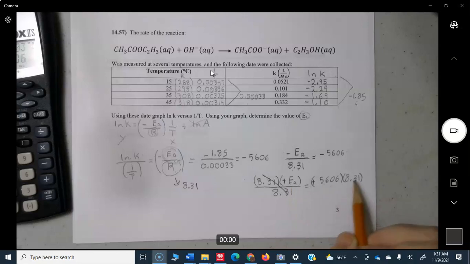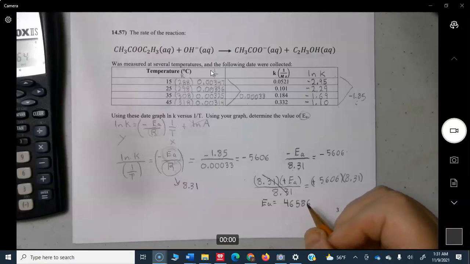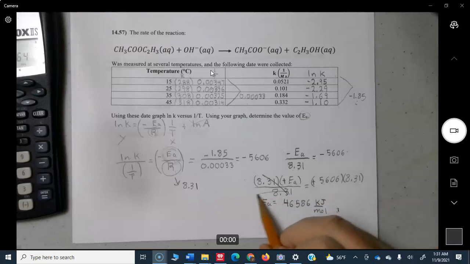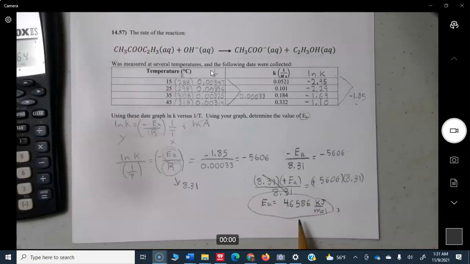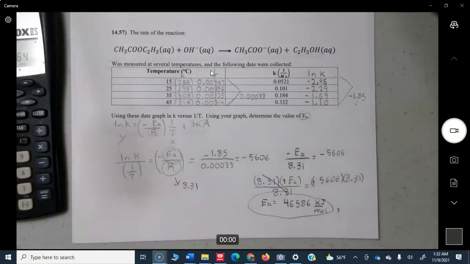So the EA is going to equal these two numbers multiplied together. And that gives us 46,586. And that is going to be kilojoules per mole of activation energy. That's the activation energy, and that's the final answer. The book gets a slightly different number. It gets 47,000, but that's close enough. We're rounding numbers here. I didn't carry these out to the full number of decimal places. So I'm good with that answer right there.